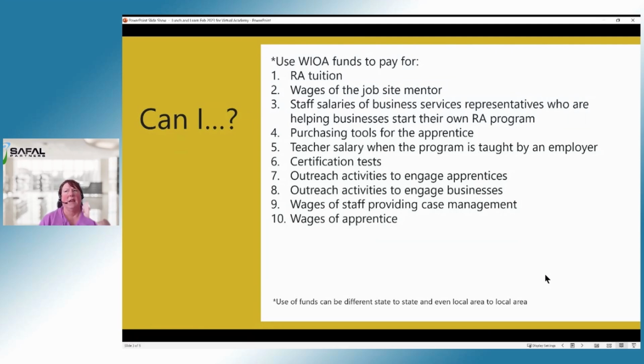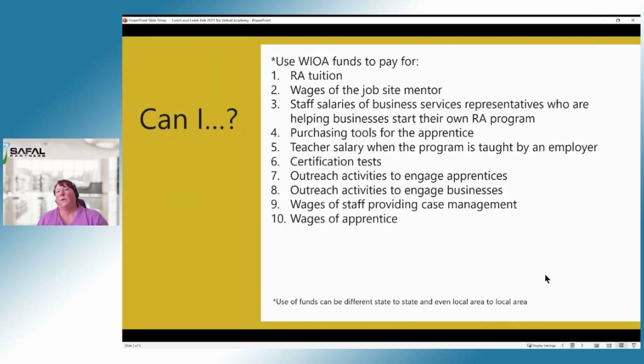But okay, can we pay for registered apprenticeship tuition? Absolutely we can. Absolutely we can. And it is, of course, based upon eligibility. That was one of the questions. I can't use any WIOA funds unless we've determined eligibility. So you definitely have to do that.